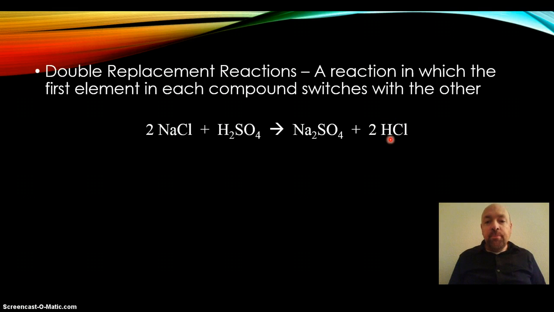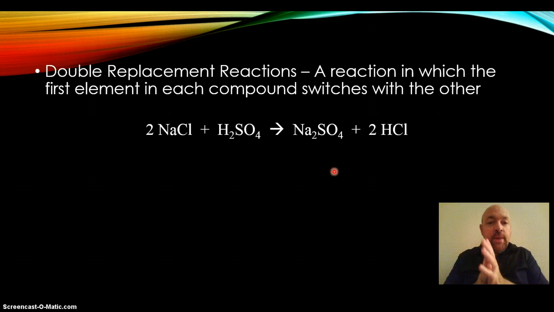And so they kind of swapped places. So you had a dual swap there. Hydrogen swapped where sodium was, and sodium swapped where hydrogen was. So that's what we call a double replacement reaction.